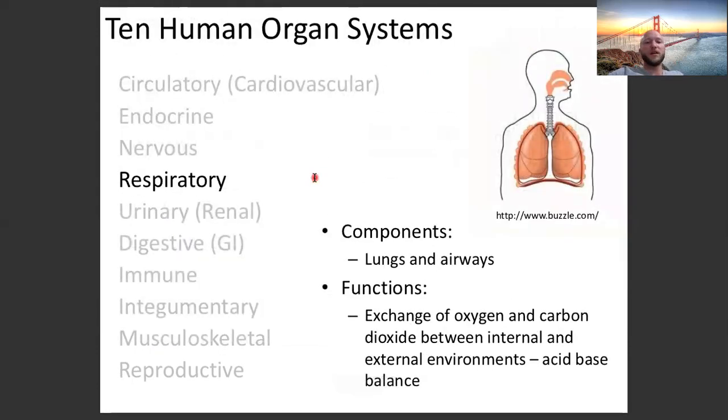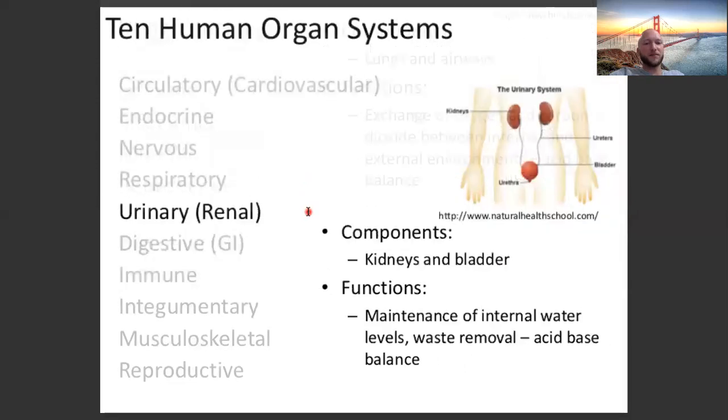Respiratory system: it's the lungs and airways, the tubes and your lungs. Exchange of oxygen and carbon dioxide, that's what most people think about when they think of the respiratory system, but it also plays a huge role in acid-base balance.